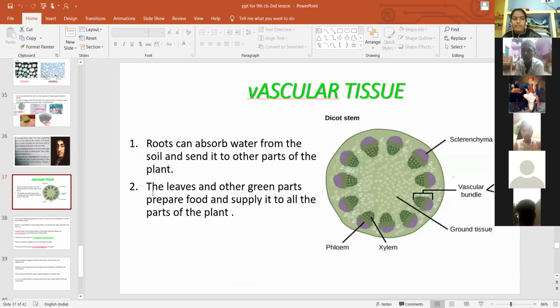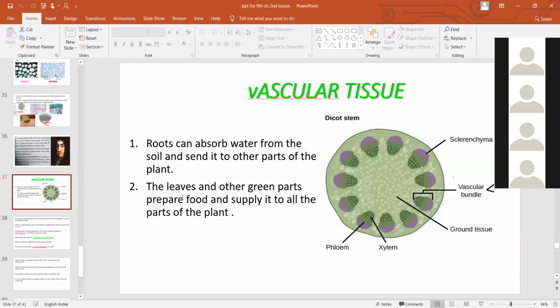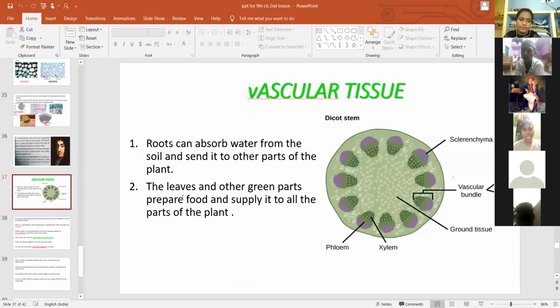Next, the last one is the vascular tissue. We know that roots can absorb water from the soil and send it to the other parts of the plant body. We all know that, yes or no? Yes, the roots absorb water from the soil and send it to the other parts of the plant body.